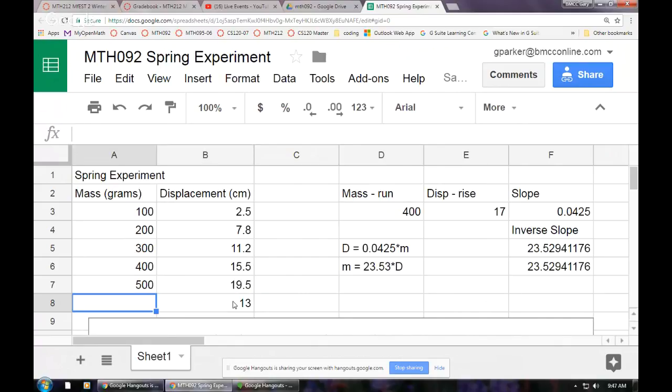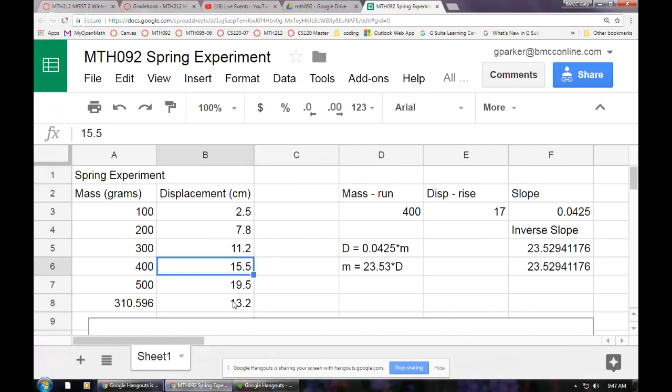And so I can calculate by saying equals 23.53 times whatever I think the displacement was. And so that says if my measurements are accurate, the mass of the cup is about 300, a little over 300 grams. Right? I thought it was actually a little more than that. Maybe it was more like 13.2, and that takes it up to 310.